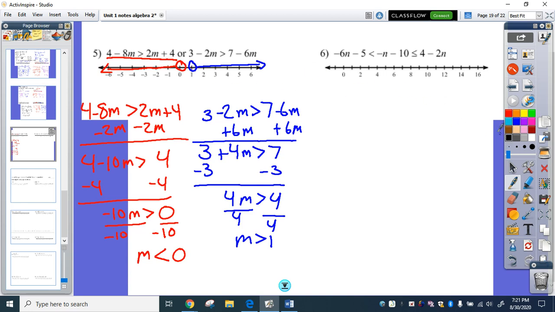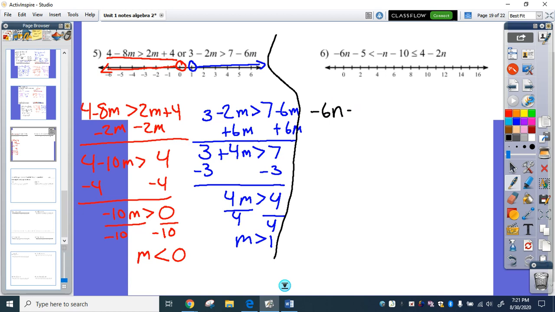Now, getting to number 6. Number 6 is the odd man out, because you'll notice you have variables in all 3 sections of this inequality. This is an and problem, but I will tell you that the easiest way to solve this is to rewrite this problem as 2 separate sections.